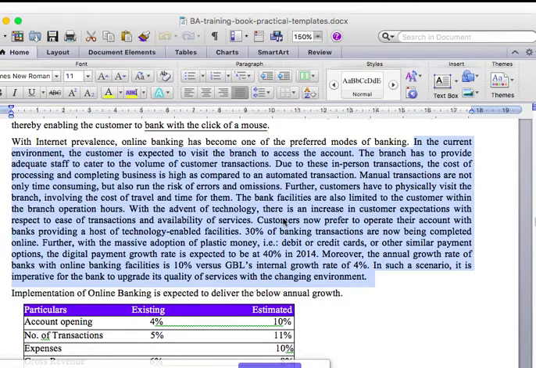With the advent of technology, there is an increase in customer expectation with respect to ease of transaction and availability of services. Customers now prefer to operate their account with banks providing a host of technology-enabled services. 30% of banking transactions are now being completed online. Further, with the massive adoption of plastic money, that is debit card or credit card, or other similar payment options, the digital payment growth rate is expected to be 40% in 2014.